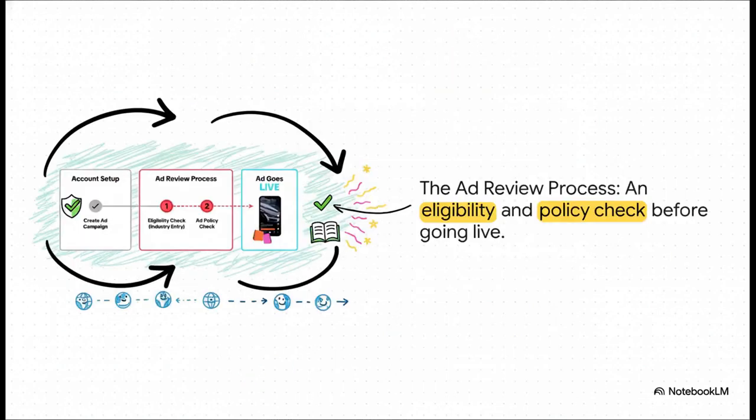So after you hit submit, your ad goes into a 2-step review. First, there's a quick check to make sure your industry is even allowed to advertise. Then comes a much more detailed policy check. Only after it passes both of those steps will your ad actually go live.